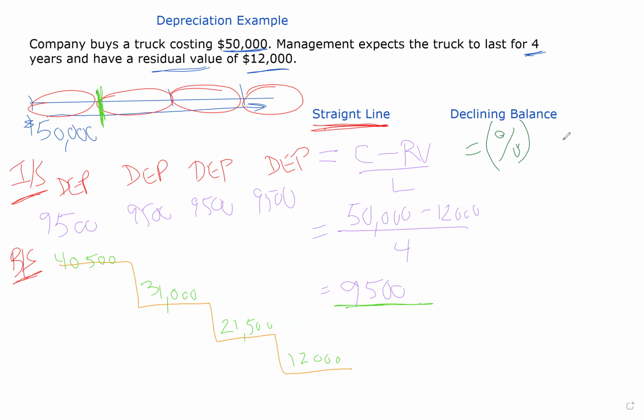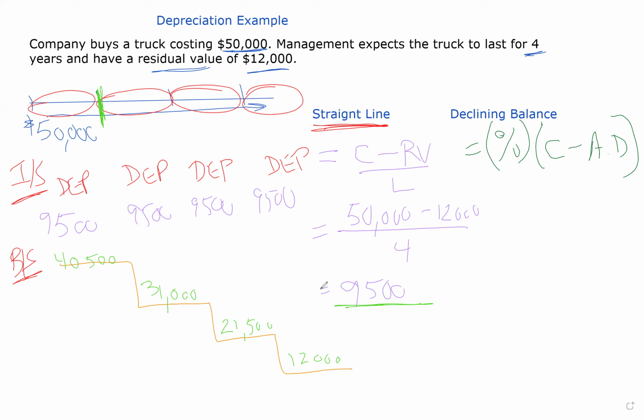It might be 25% or 35% or 37. That's depreciation. Okay, I tried to make it look a little nicer there. Multiplied by the cost. What was the cost? Minus the accumulated depreciation, AD.